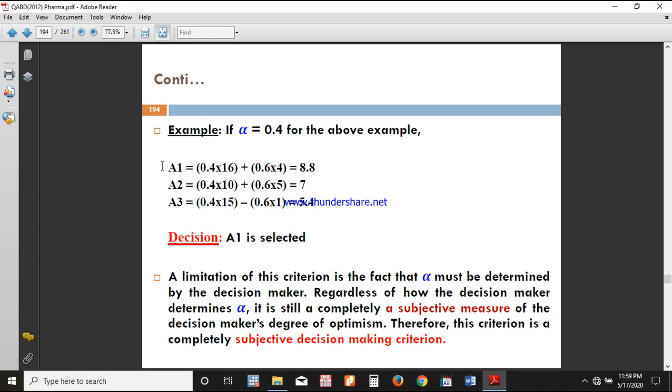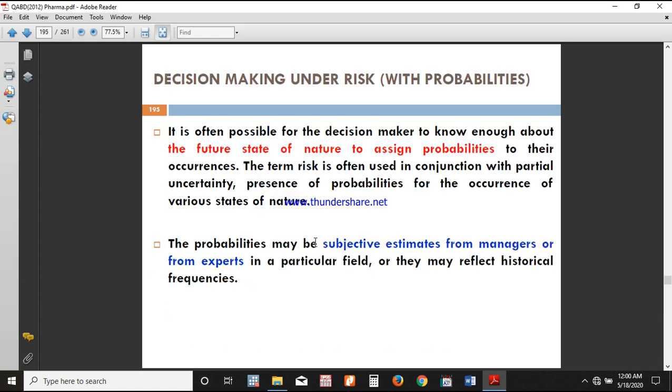value. Therefore, in the first row, the result will become 8.8. In the second row, the result will become 7. In the third row, the result will become 5.4. Therefore, the decision A1 is selected here because it is the highest value, A3. But if it is cost, you can clearly select the smallest value, A3, that is 5.4.